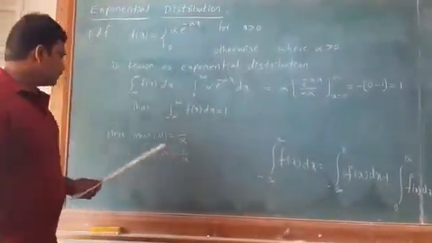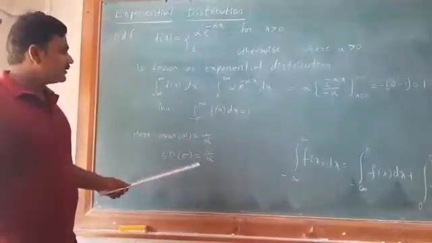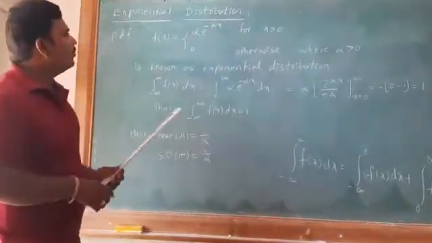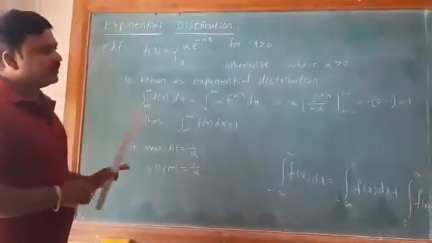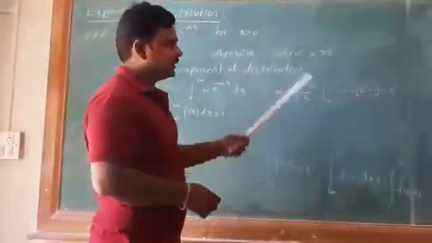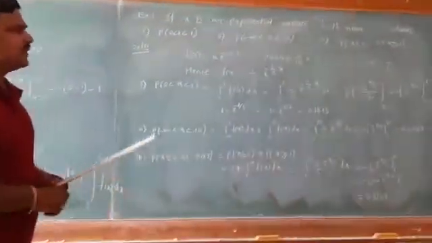Here the mean mu is equal to 1 divided by alpha, and the standard deviation is also 1 divided by alpha. This is the theory of the exponential distribution. Now let us choose one simple example.